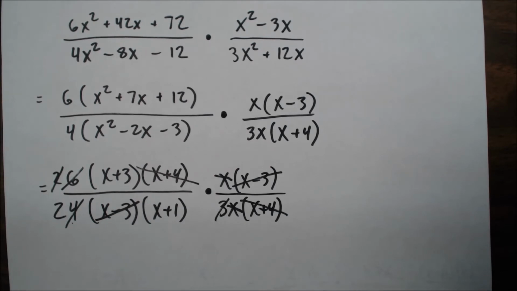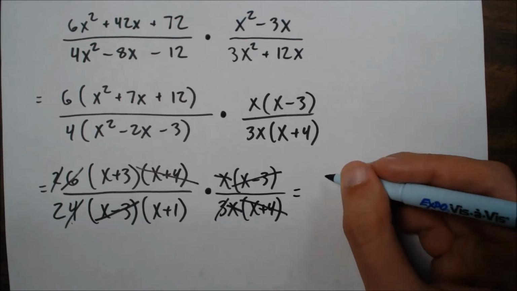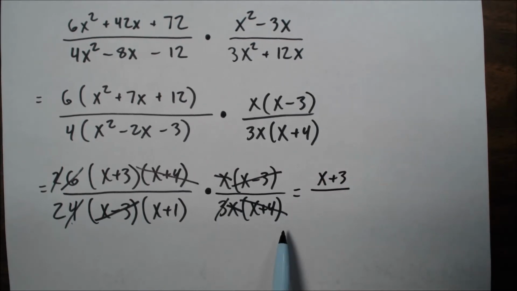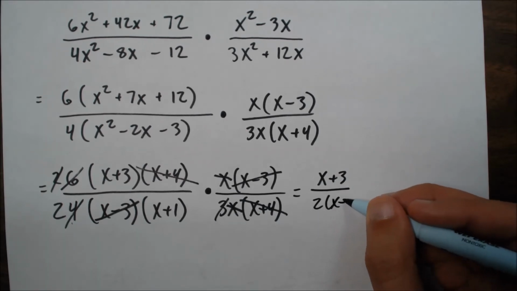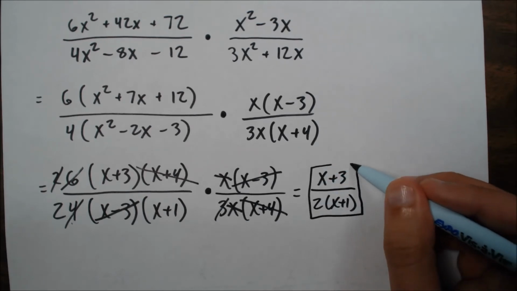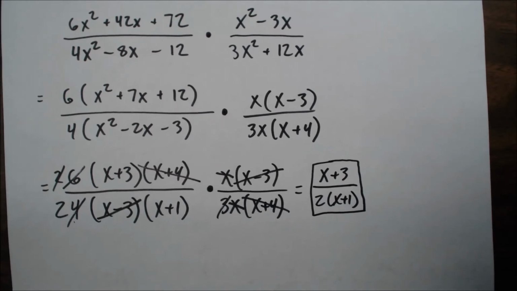Almost everything ended up canceling out. What's left on the top? The only thing left really is an x plus 3. And what's left on the bottom? 2 and x plus 1. And I would leave it factored. As much as possible, I would leave these things factored when you're done. It's going to help you later on. And that's it. That's multiplying rational expressions.